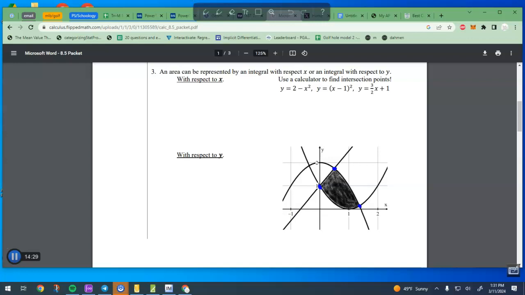You can use a calculator. You can graph them, you can use solver, you can use algebra. The bottom right point is very calculator necessary. X and Y value.